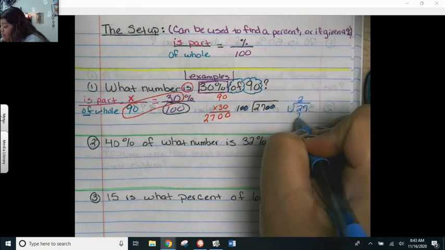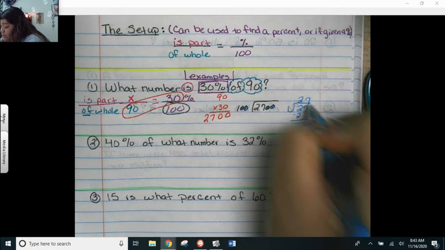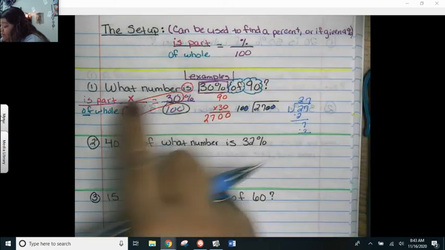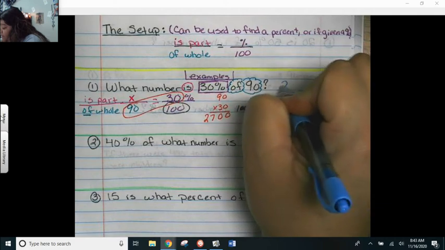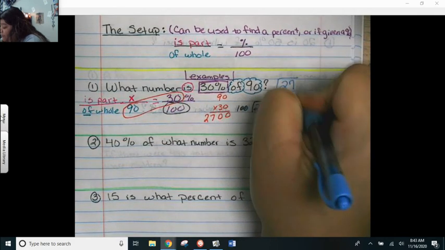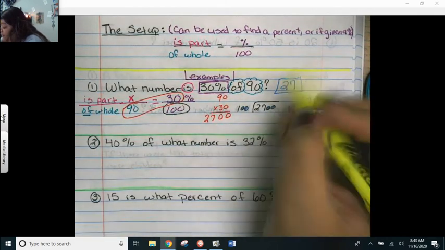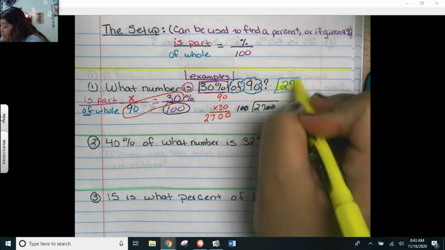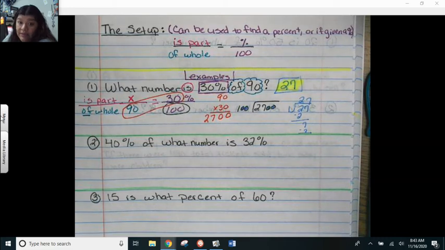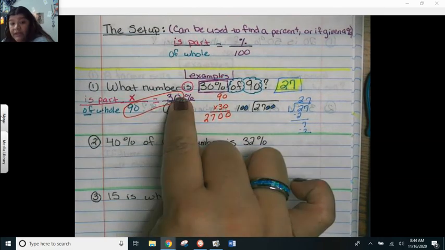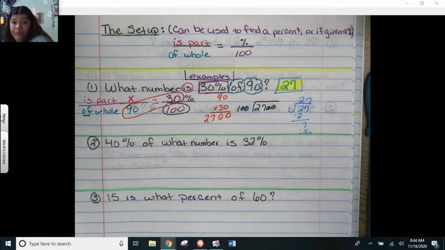Because look, it's just 27, okay? So what number is 30% of 40? It is 27, okay? So the main thing here is you need to write the setup and then find the numbers and put them in the correct spot, okay? And then once you do that, you cross multiply and then divide by the number that's stuck with the variable.